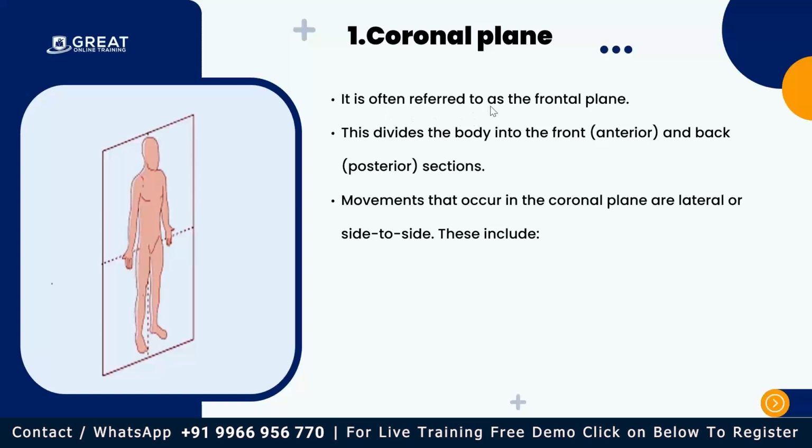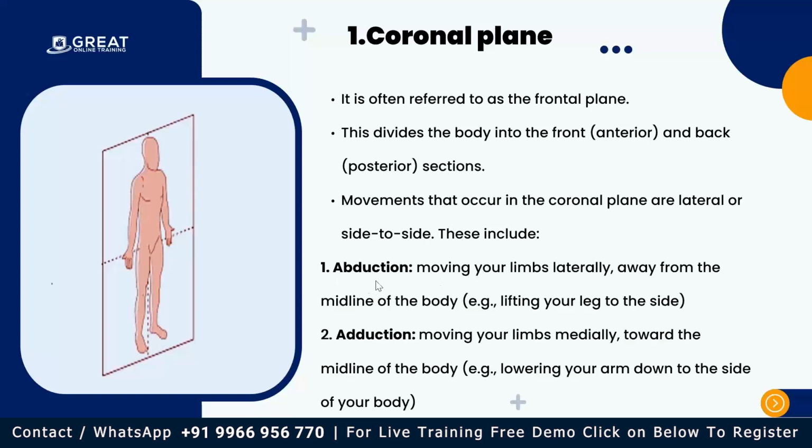First we'll see the coronal plane. It is often referred to as the frontal plane. This divides the body into front, meaning anterior, and back, meaning posterior, sections. Movements that occur in the coronal plane are lateral or side to side. This includes abduction. Abduction means moving your limbs laterally away from the midline of the body. Okay? For example, lifting your leg to the side. Moving your limbs laterally away from the midline of your body is called abduction.